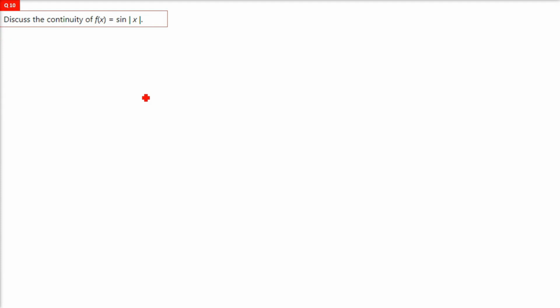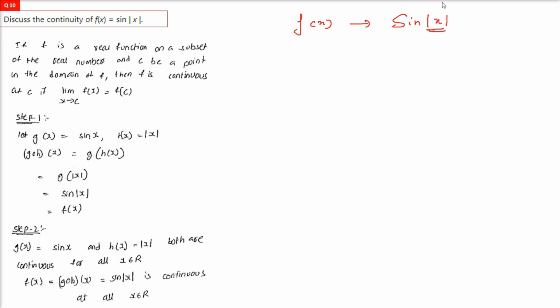Discuss the continuity of the function f(x) equal to sine of mod x. This is a modulus function inside. So for this sine mod x, there are two things here. Because the modulus of x is by itself a function. Modulus of x, we already talked about its continuity, differentiability, etc. And sine x is another function. So there are two functions here. That is, mod x is a function which is inside sine x. In place of x, we have put in mod x.